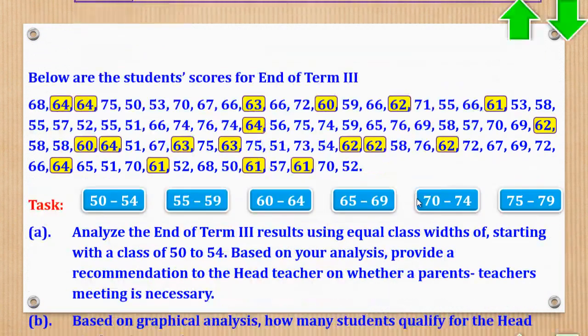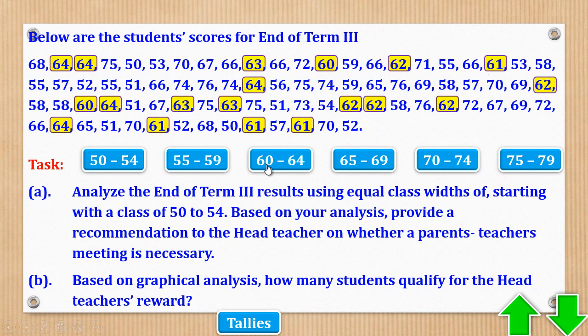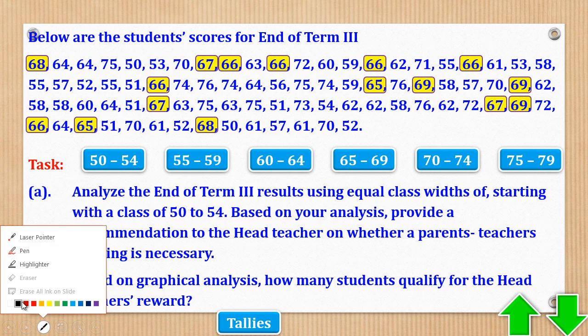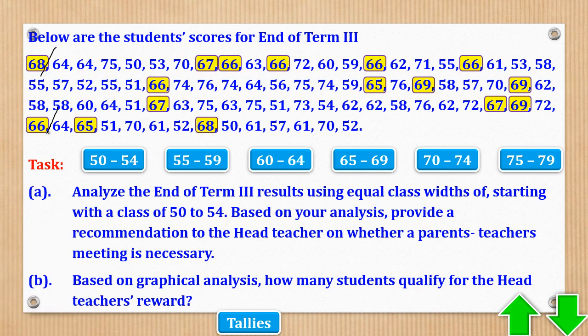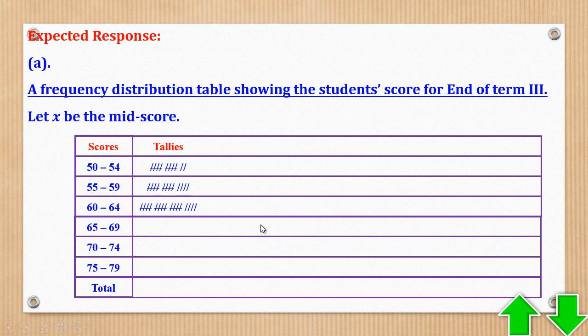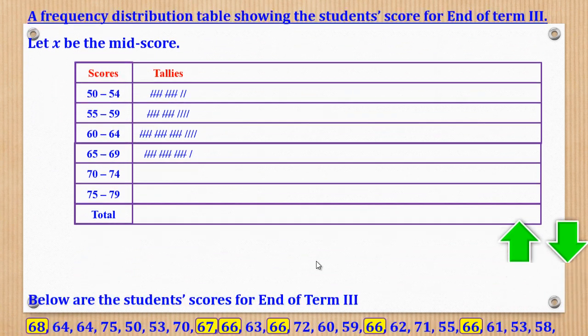Okay. Then you shall go to the next, 65 to 69: 1, 2, 3, 4, 5, 6, 7, 8, 9, 10, 11, 12, 13, 14, 15, 16. So you shall come and make tallies of 16 here. This is a step where I need to be as careful as possible.